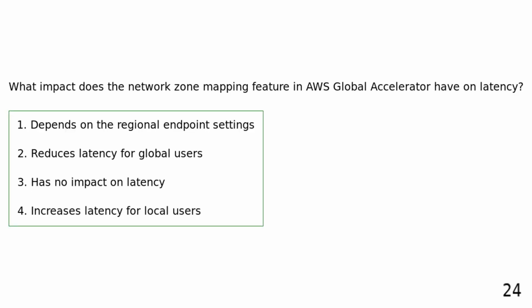What impact does the network zone mapping feature in AWS Global Accelerator have on latency? Depends on the regional endpoint settings. Reduces latency for global users. Has no impact on latency. Increases latency for local users.